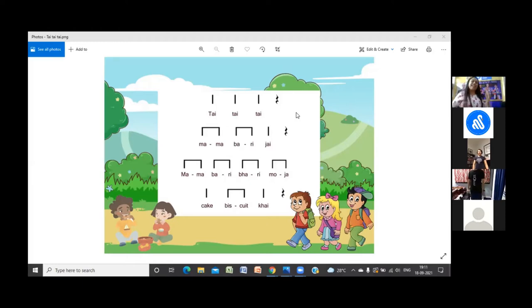Tai, tai, tai. Mama bari bari moja cake biscuit khai. Tai, tai, tai. And go. Mama bari chai. Mama bari bari moja cake biscuit khai. Tai, tai, tai. Mama bari chai. Do it. Mama bari bari moja cake biscuit khai.